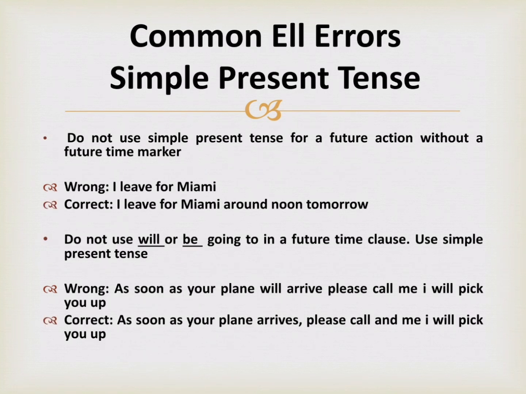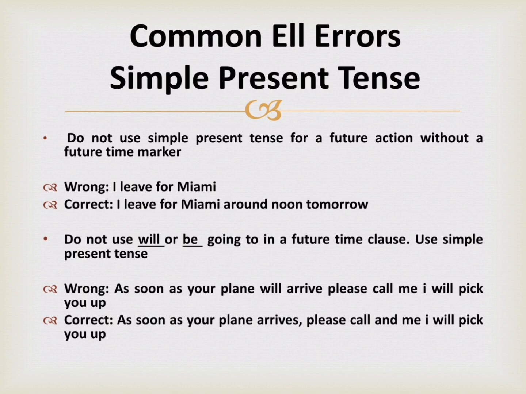Let's look at some common ELL errors in simple present tense. Error number 1. Do not use simple present tense for a future action without a future time marker. Let's look at the example. I leave for Miami, which is wrong. The correct answer is: I leave for Miami around noon tomorrow.